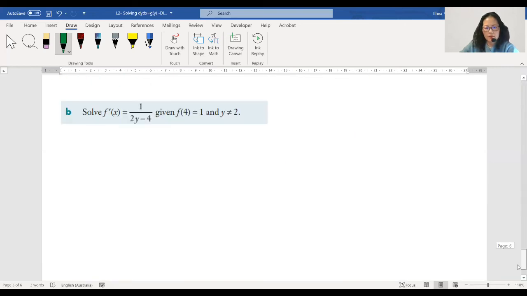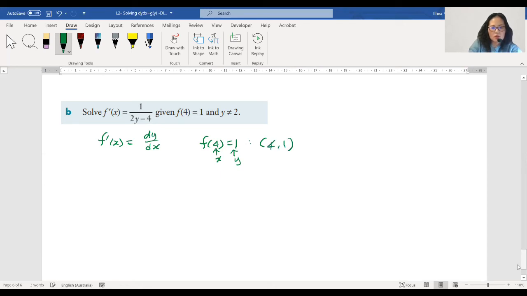Part B, let's have a look. This is the same, but it's a different expression there. Now with this f dash x, we can convert that to dy dx. That's not a problem. And then f of 4 equals 1, we can change that to the point. This is our x value. That's our y value, isn't it? Because f of x is y equals 1. So it's 4 and 1 we're going to use.